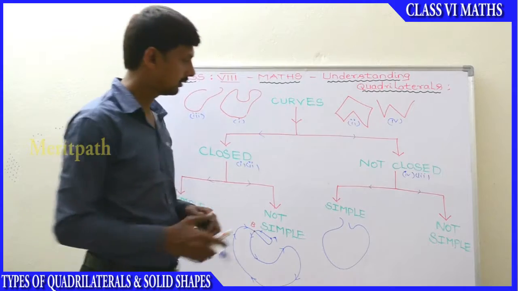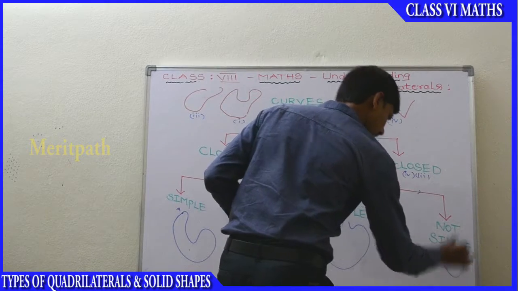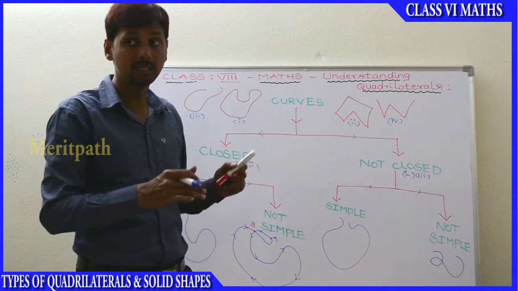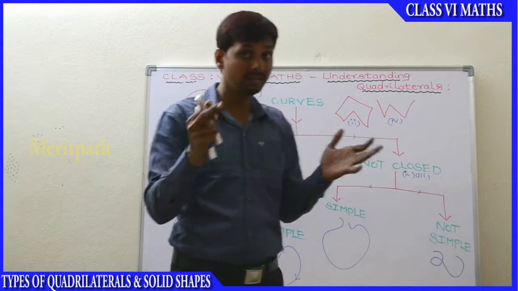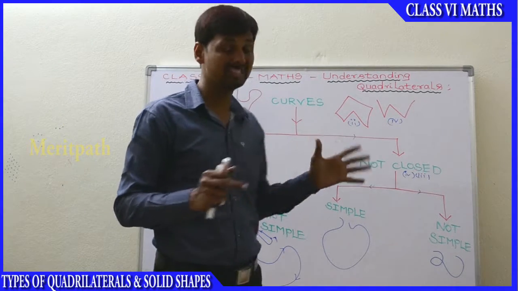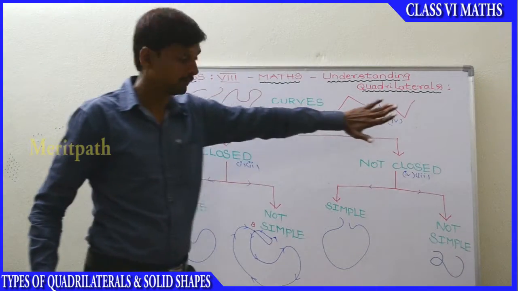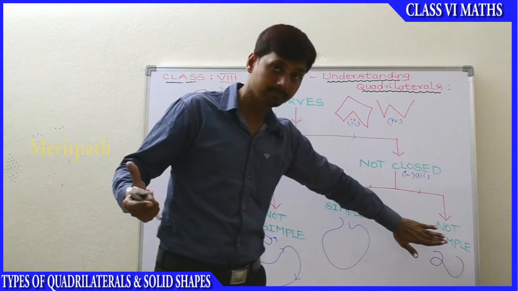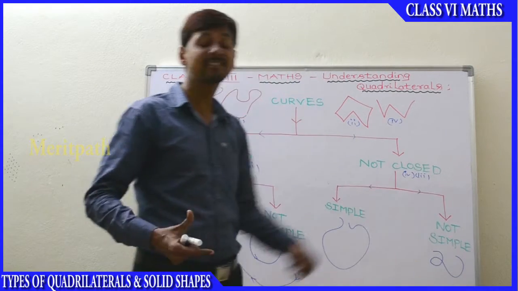Sometimes we can observe here the line is intersecting itself and it is also open on one side. That's the reason we call it not simple. This side is open on both ends, so it is called not simple, and also open. The reason is this side is open, so it's not closed. Open means it's not closed. And the line is intersecting itself, that's the reason it's not simple.